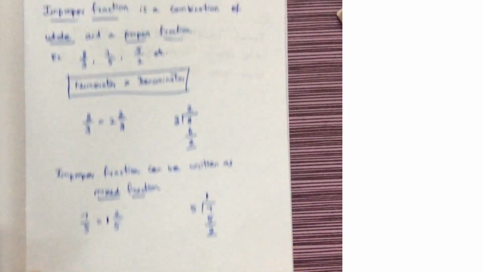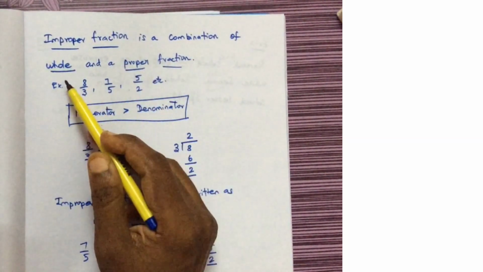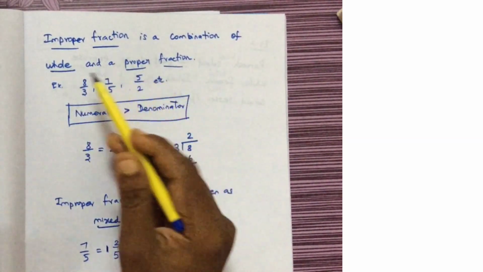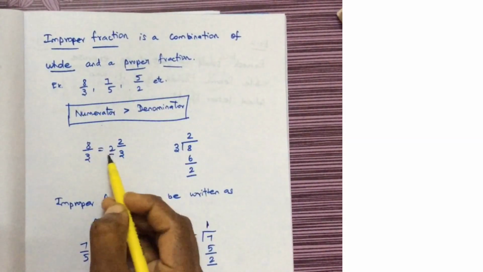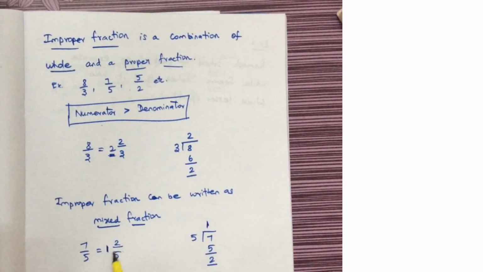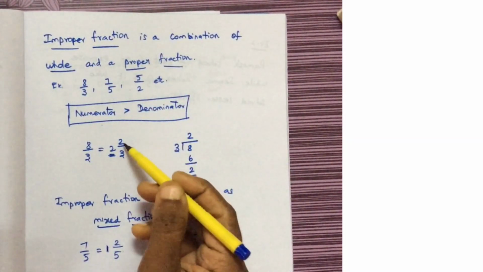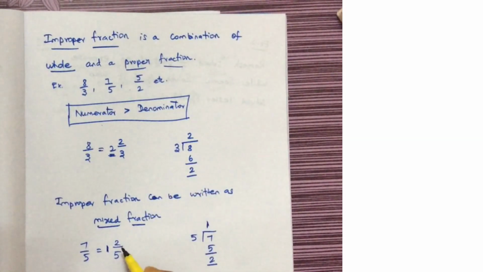So what does that mean? An improper fraction is a combination of a whole and a proper fraction. Where is the whole? This is the whole number. 2 is the whole here and 1 is the whole here. And where is the proper fraction? 2 by 3 is a proper fraction. Here 2 by 5 is the proper fraction.